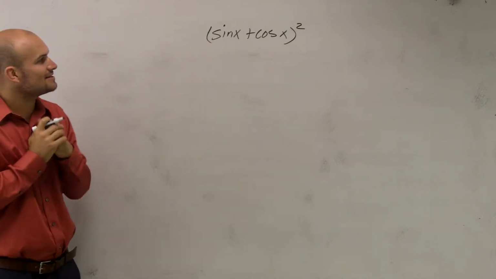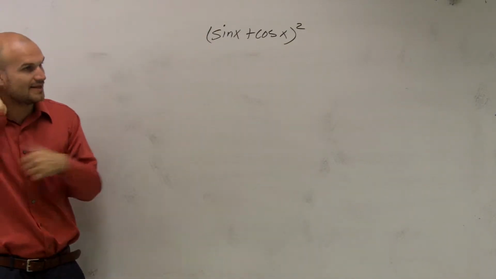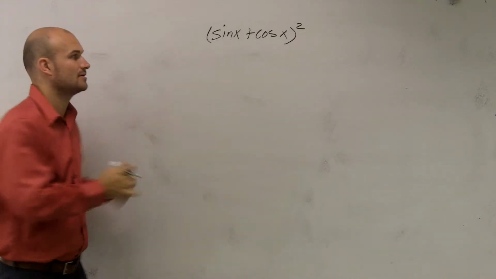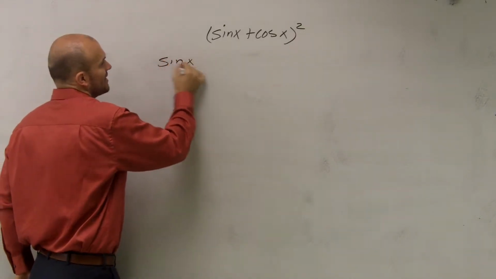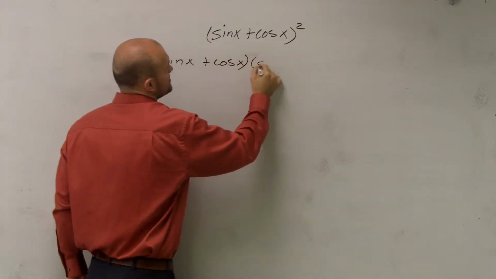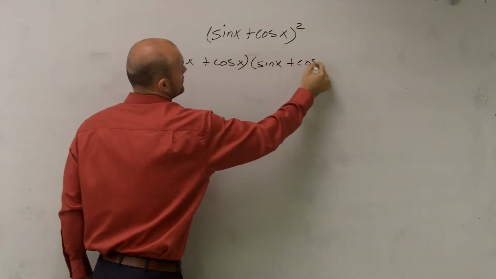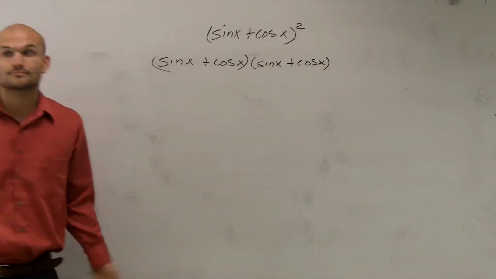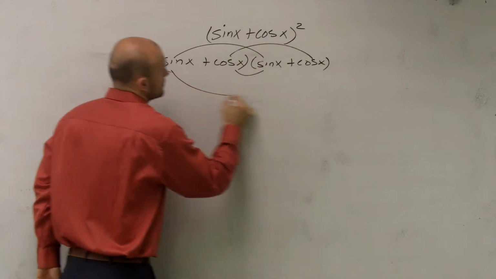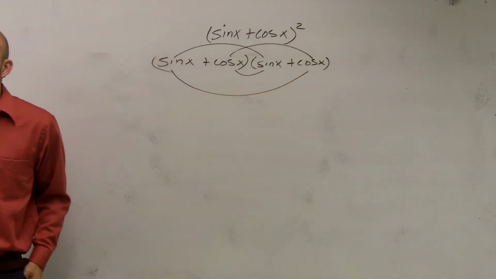So anyways, you have sine of x plus cosine of x, and then it says squared. So obviously what they're asking you to do is to multiply this out. So that equals sine of x plus cosine of x times sine of x plus cosine of x, right? So we've got to use our nice little FOIL, right? You just multiply it out.